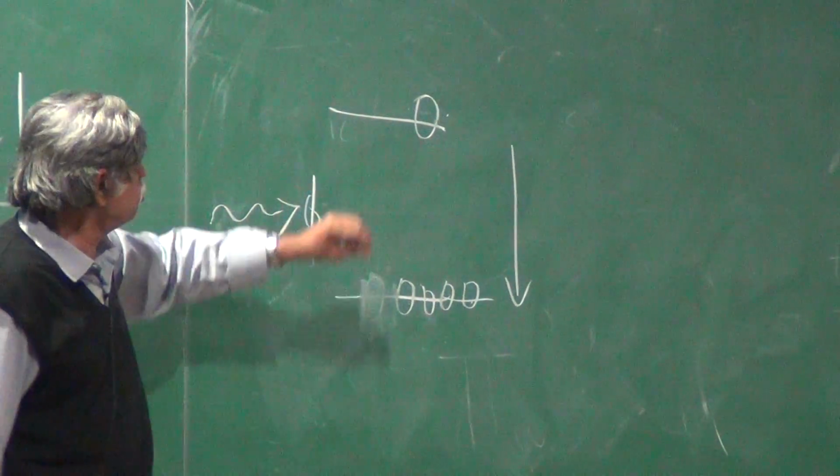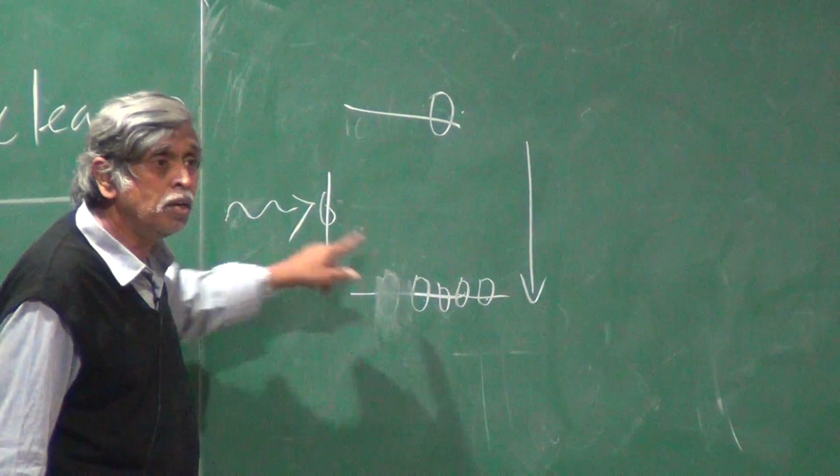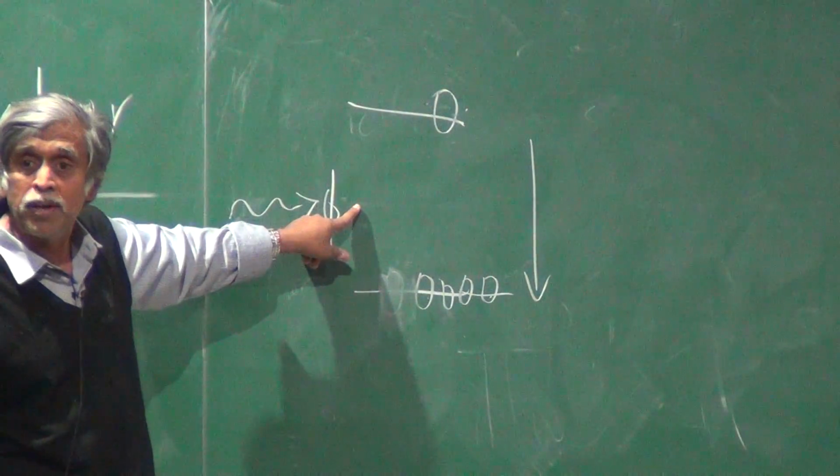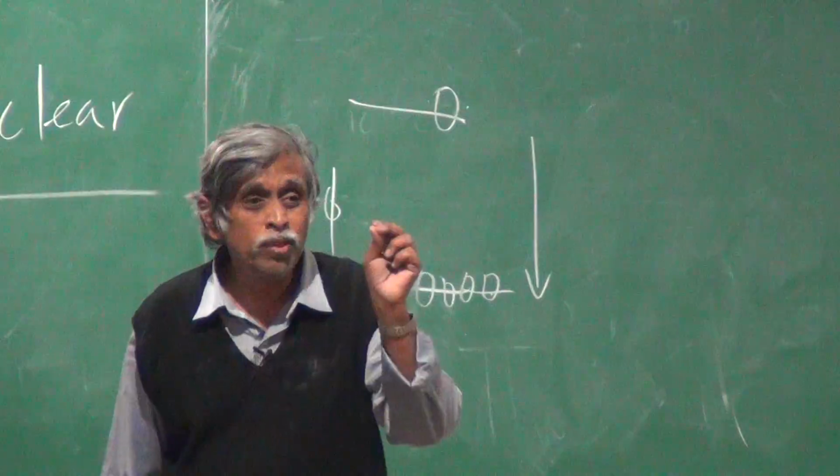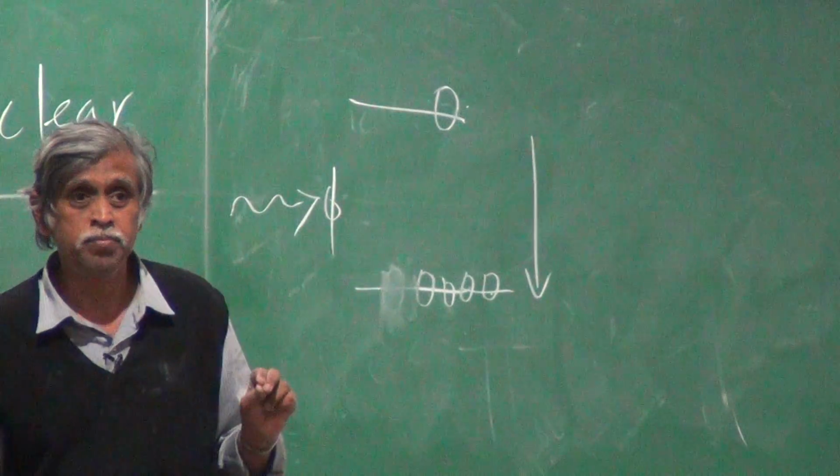The molecule can emit light of its own and jump down, and we call that spontaneous emission. But the molecule can also be driven to go from here to here by this photon that's coming in, and we call that stimulated emission. The laser in fact works on that principle of stimulated emission.